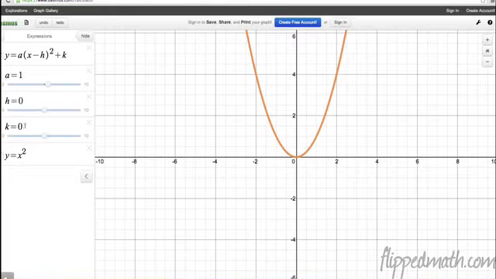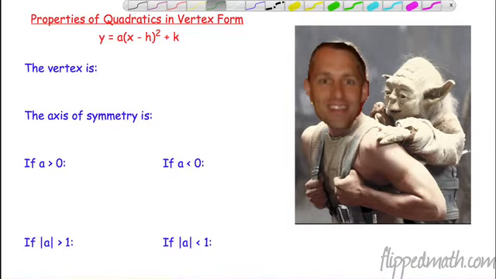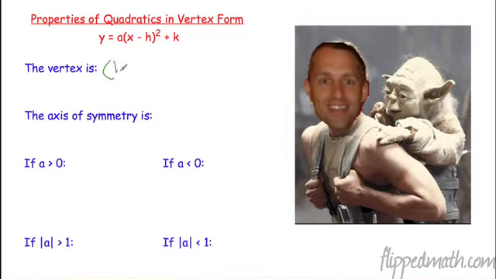And k, up and down, is the y coordinate, and h, left and right, is going to be an x coordinate. So let's write that down real quick. All right. So the vertex is h comma k.